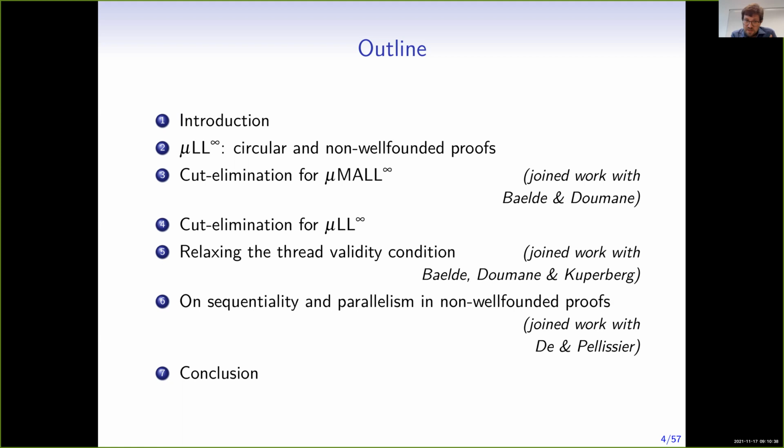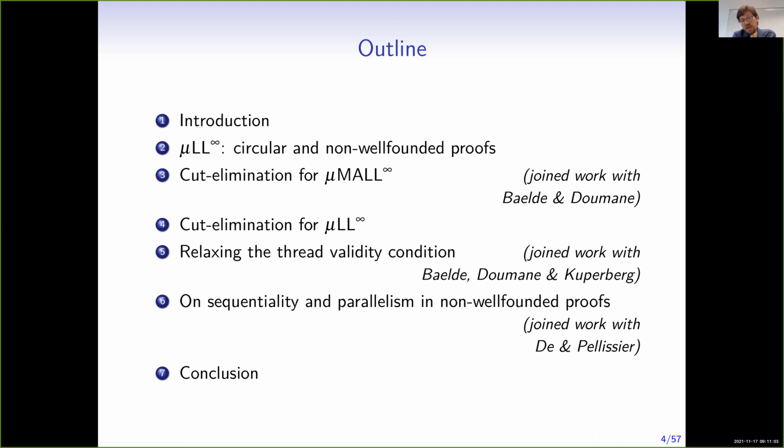Then I will discuss a more general class of non-well-founded proofs than what we'll have in the first section of this talk, by relaxing some conditions we need to impose on the non-well-founded derivations to have soundness of the logic. This is a joint work with David Baelde, Amina Doumane again, and Denis Kuperberg.